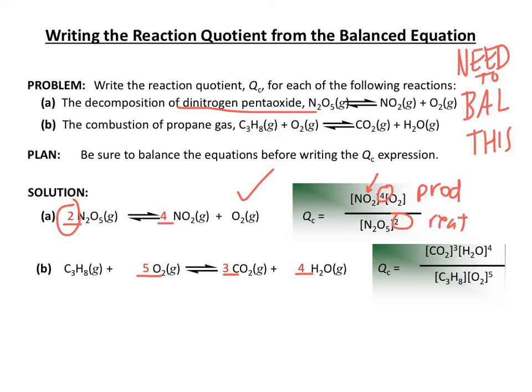Moving over to the combustion reaction of propane, where that's all balanced. We have the 5, the 3, and the 4. That balances that equation. Again, products over reactants. Coefficients become exponents. So don't forget your 3 and your 4 and your 5. And then there again, we have the reaction quotient for the combustion of propane. Okay, so that's how we're writing that. There's not a lot of anything new in that case.